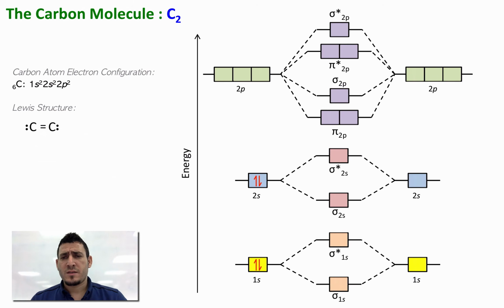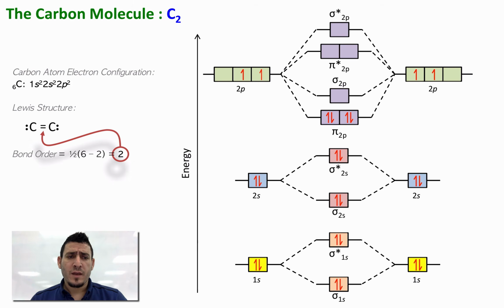Each carbon has 6 electrons, and therefore I will have a total of 12 electrons that are going to fill the sigma 1s, sigma star 1s, sigma 2s, sigma star 2s, and the pi 2p. And therefore, the bond order will be 6 minus 2, again looking only at the valence electrons. And the bond order is going to be equal to 2. And that's why I have a double bond between the 2 carbons in C2. And it's a stable molecule. And it doesn't have any unpaired electrons. And thus, this is a diamagnetic molecule.